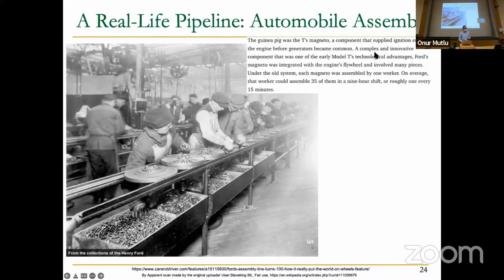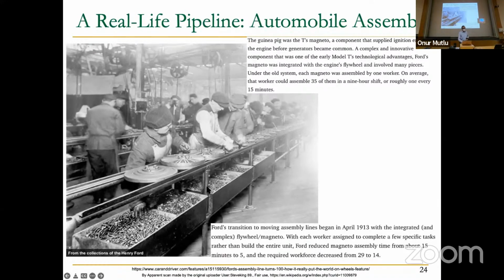I'll read this actually. It was a complex and innovative component that was one of the early Ford Model T's technological advantages. And this was integrated into the engine's flywheel, and it involved many pieces. And you can see that those many pieces are being assembled by people in an assembly line, a pipeline over here. Basically, you're feeding magnetos that are not ready yet, and then everybody is putting something onto the magneto in a pipeline. And initially, under the old system, as you can see, a worker could assemble 35 of these in a 9-hour shift, or roughly one every 15 minutes, right?